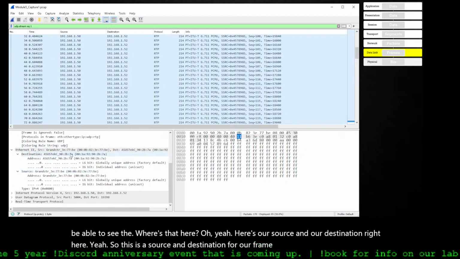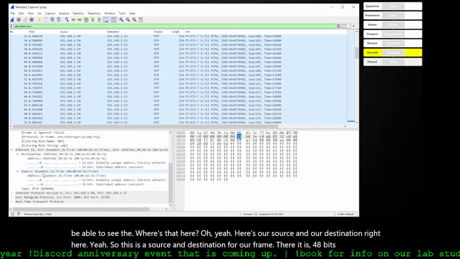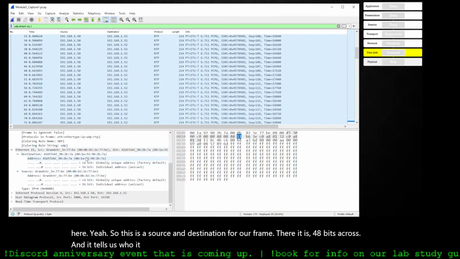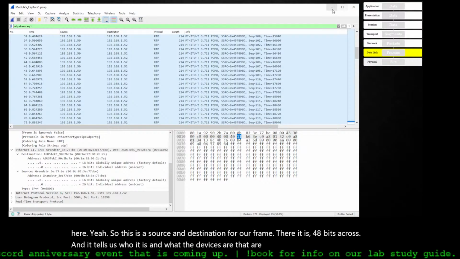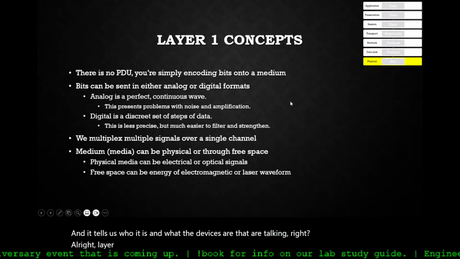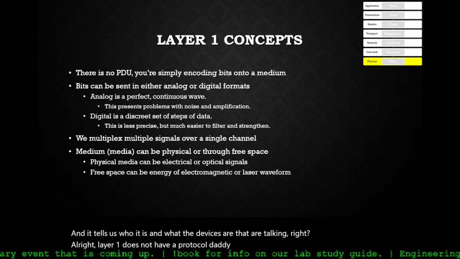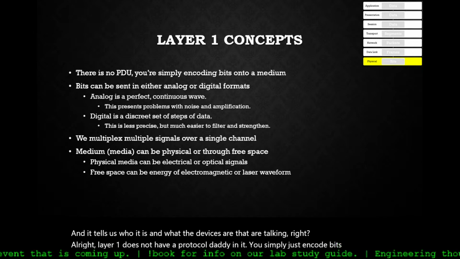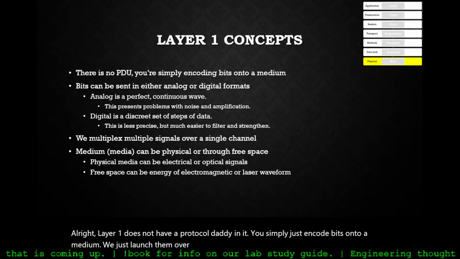There it is, 48 bits across. And it tells us who it is and what the devices are that are talking, right? Boom. All right, layer 1 does not have a protocol data unit. You simply just encode bits onto a medium. We just launch them over, right?